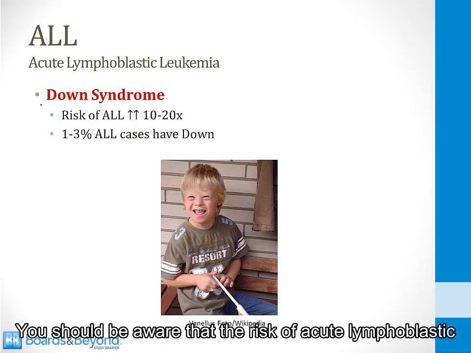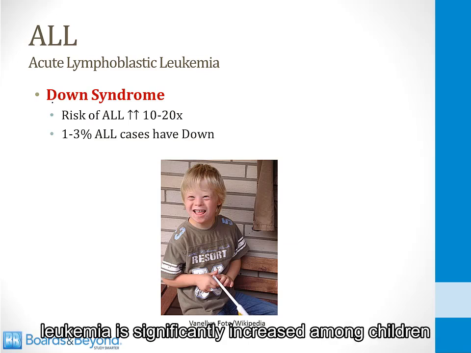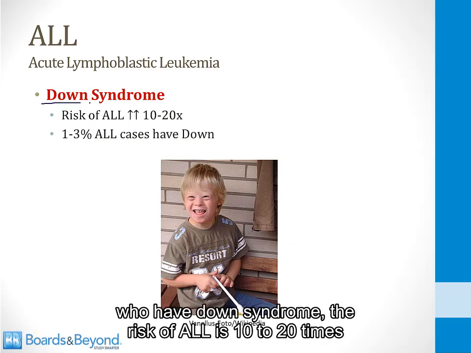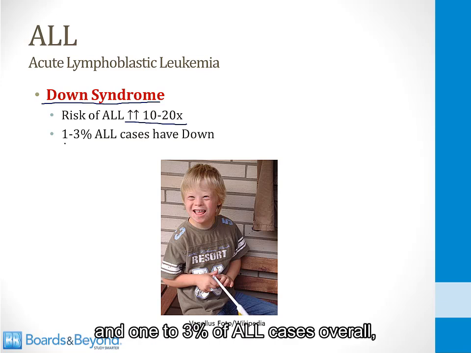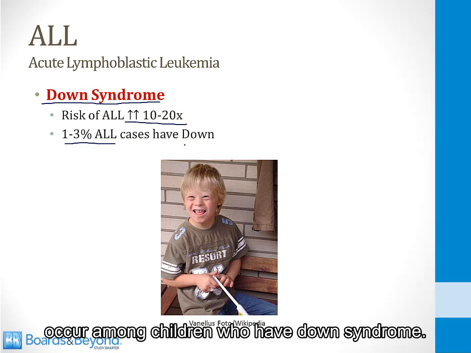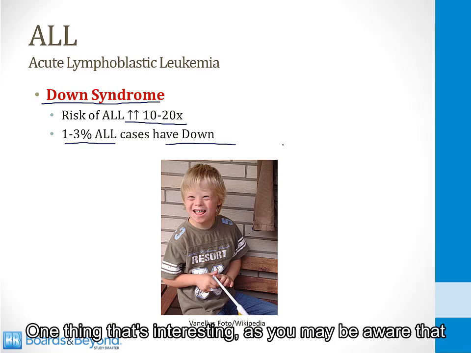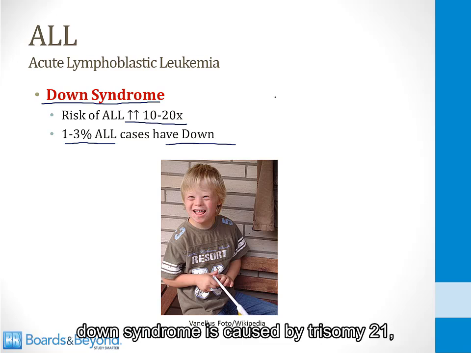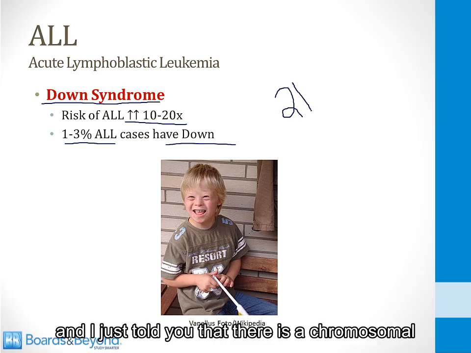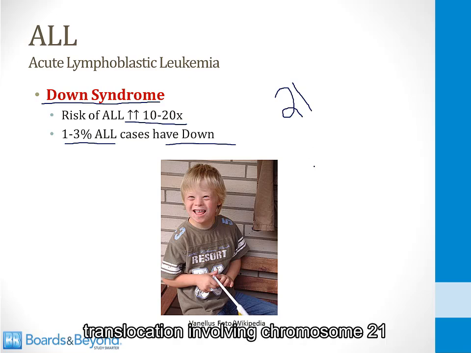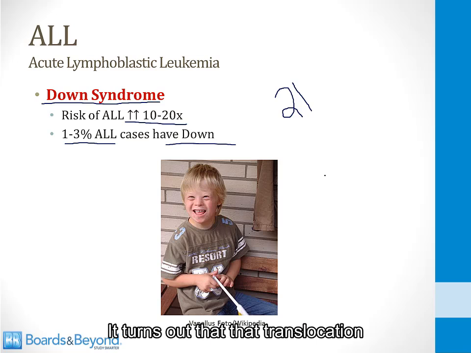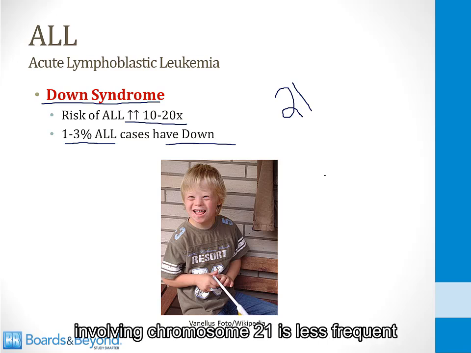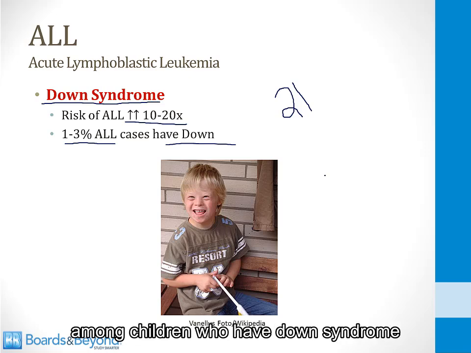You should be aware that the risk of acute lymphoblastic leukemia is significantly increased among children who have Down syndrome. The risk of ALL is 10 to 20 times higher among children with Down syndrome compared to children without, and 1 to 3% of ALL cases overall occur among children who have Down syndrome. One thing that's interesting is you may be aware that Down syndrome is caused by trisomy 21, and I just told you that there is a chromosomal translocation involving chromosome 21 that's common among children with ALL. It turns out that translocation involving chromosome 21 is less frequent among children who have Down syndrome compared to children who do not.